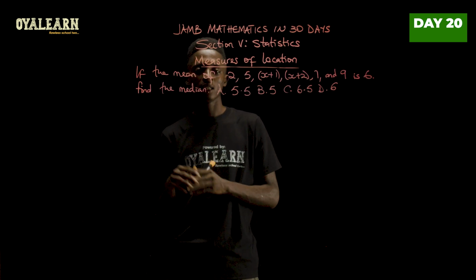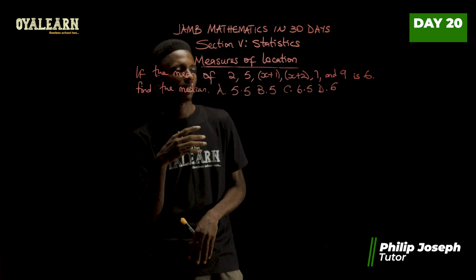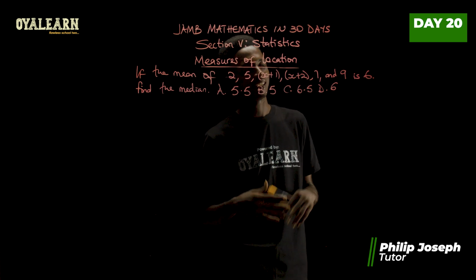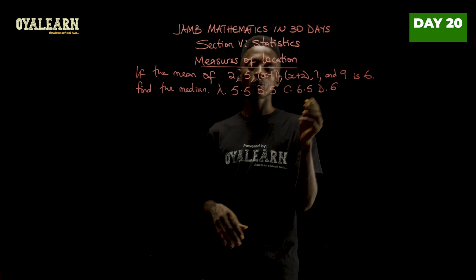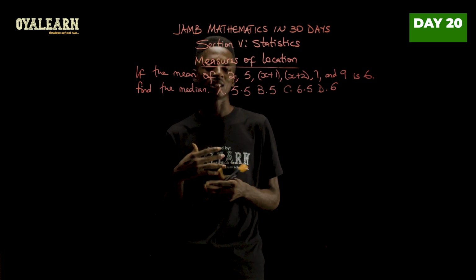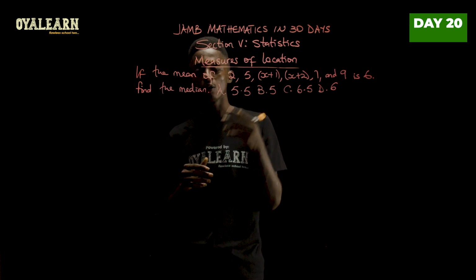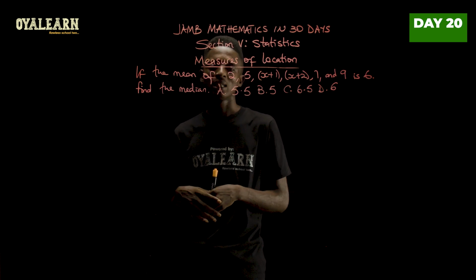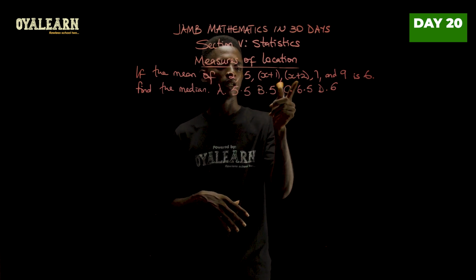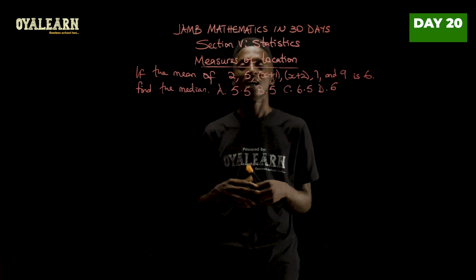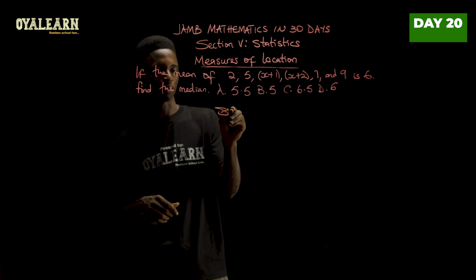This question says, if the mean of 2, 5, x plus 1, x plus 2, 7, and 9 is 6, find the median. Now, we cannot find the median of this without first arranging in ascending or descending order and then finding the middle value. And since you don't know the value of x, we have to first find that and put it into these brackets. And then from there, we can find the median. So first, let's solve for x.